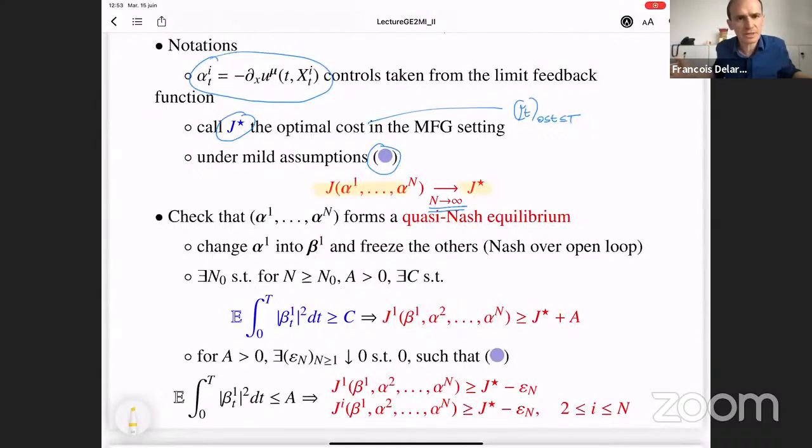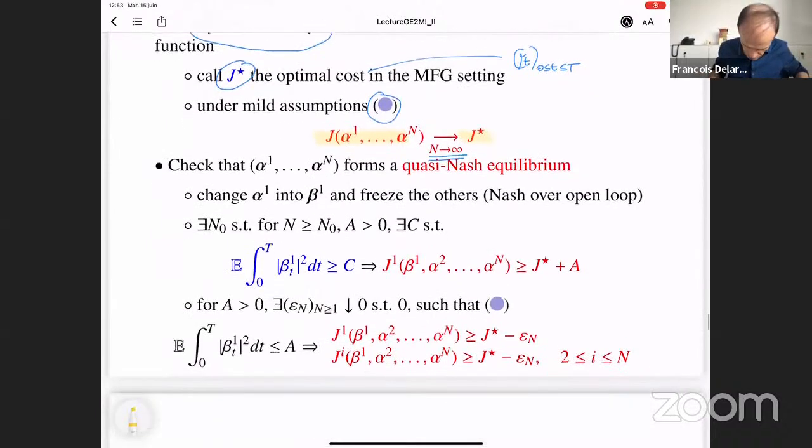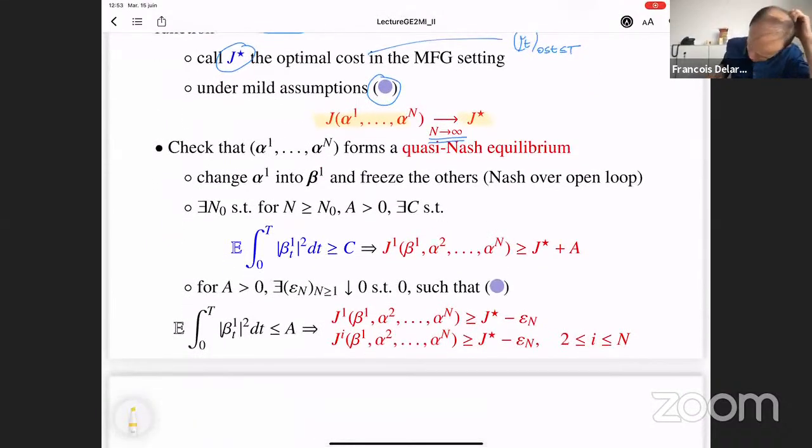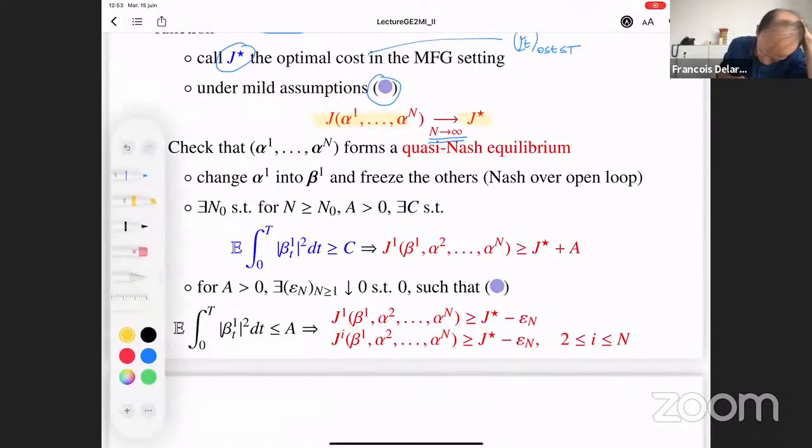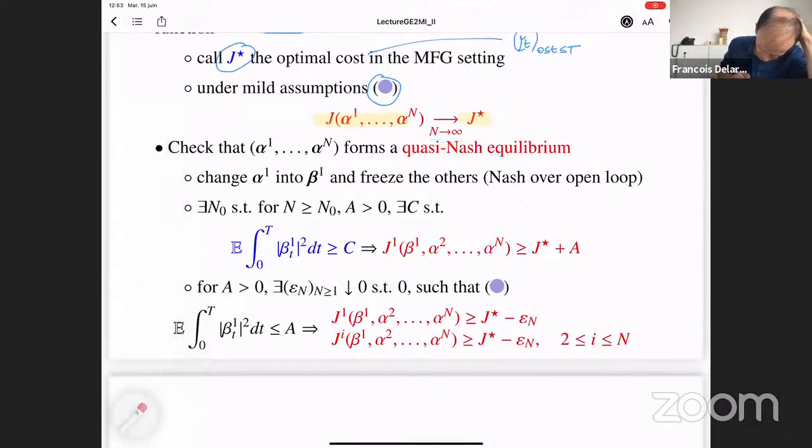Now you say, but this is not a Nash property. So how to get a Nash property? This is formulated in this manner. I'm going to check that this is almost a Nash, so this is what we call here an approximate or quasi-Nash equilibrium. Maybe approximate is a little bit better. You take one particle in the system, let's say particle number one. Everybody is the same from the statistical point of view, so I could take any other index. This would be the same.